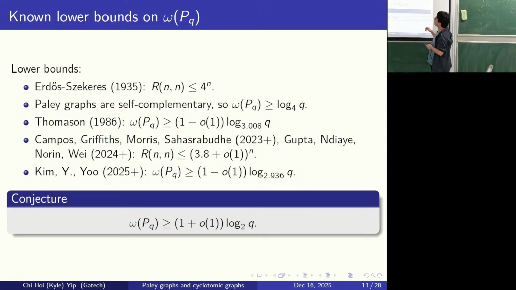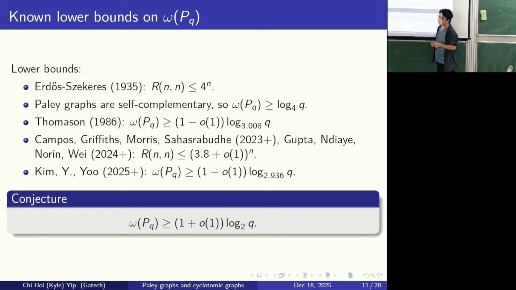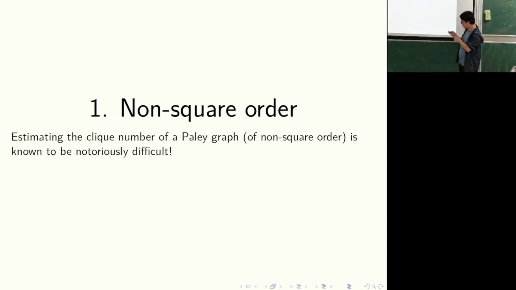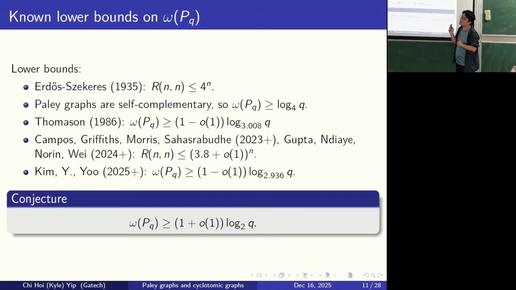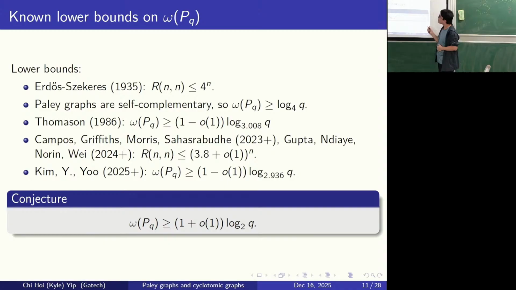Then we can use the fact that Paley graphs are strongly regular to deduce that Paley graphs are actually quasi-random. So using the quasi-randomness combined with the off-diagonal Ramsey number bound, we can get a bound which is log base 3.008 of q. And this was first proved by Thomason around 40 years ago.